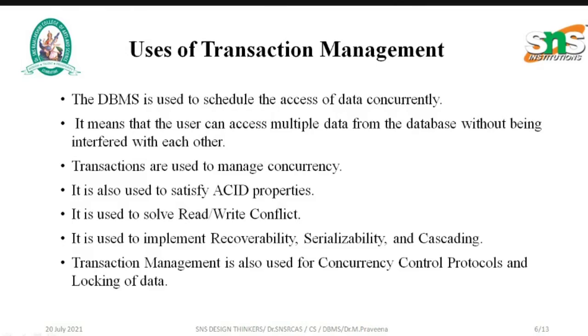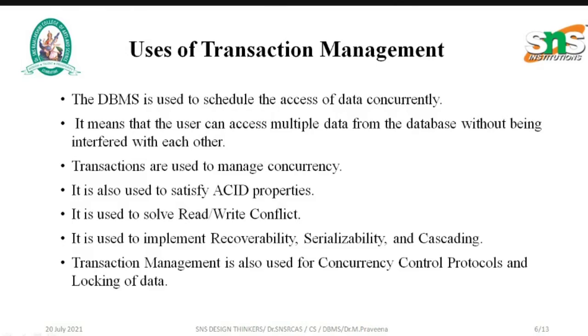ACID property is a basic property used in the database management system. It is used to solve read-write conflict. So which data has to be read and which data has to be written, that conflict can be avoided using this ACID property. ACID property plays a major role in database management system. So here let us see what are the ACID properties.